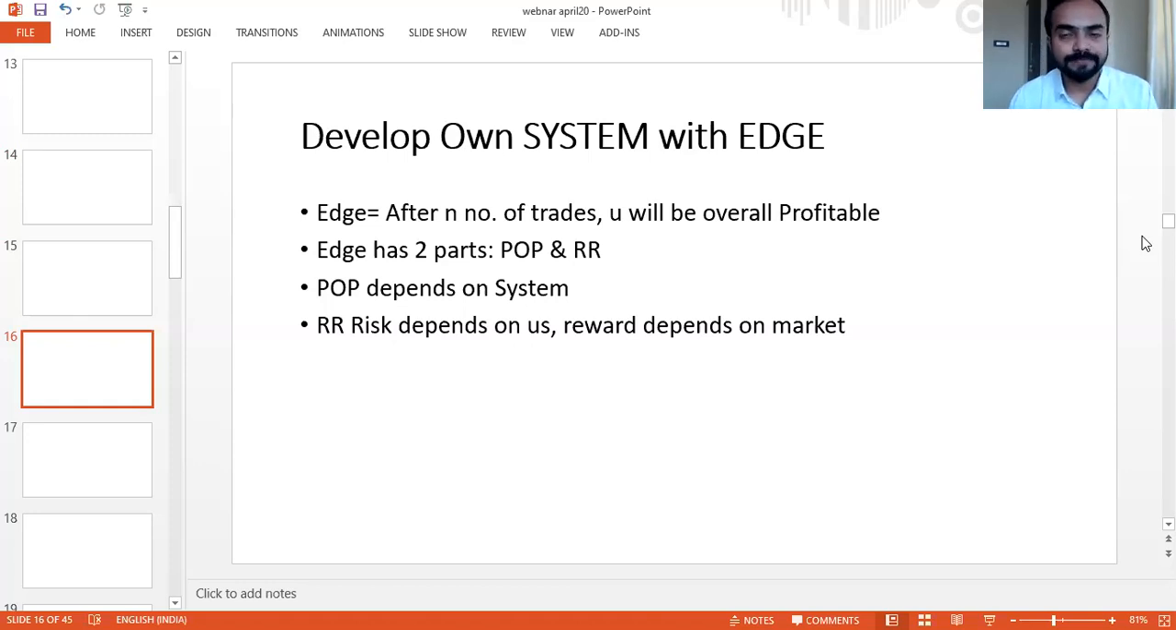So edge has two parts: POP and RR. POP is probability of profit, and RR is risk to reward. Probability of profit depends on the system which you have designed. Risk depends on us. We can define the risk. And reward depends on the market. Market decides how much reward it can give us. We cannot decide that. But risk is in our control. Reward is in control of the market. And probability of profit depends on the system. So now we'll see two examples with which you will understand these concepts of POP and RR.